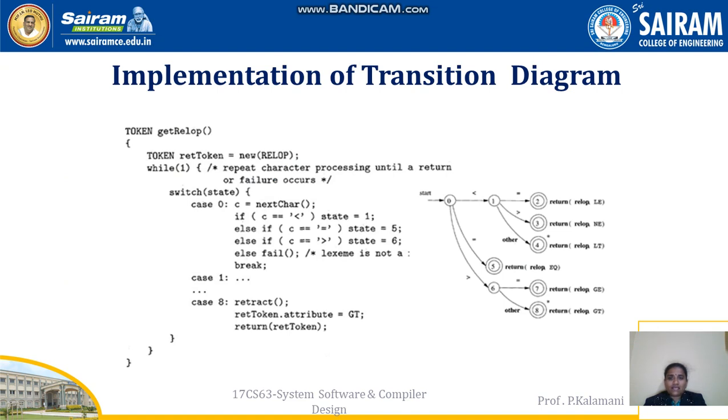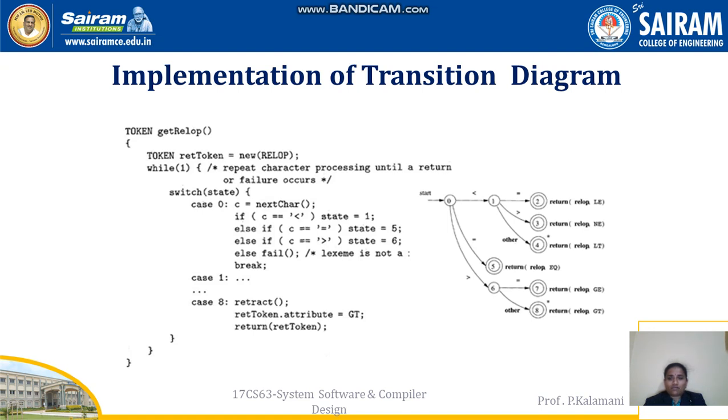First, let us see the implementation of the transition diagram. In the last class, we discussed the transition diagrams of various tokens like relational operators, unsigned numbers, identifiers, etc. So now we will see how to convert the transition diagram into a program. For that, what is the aim of our transition diagram? It has to return the token.